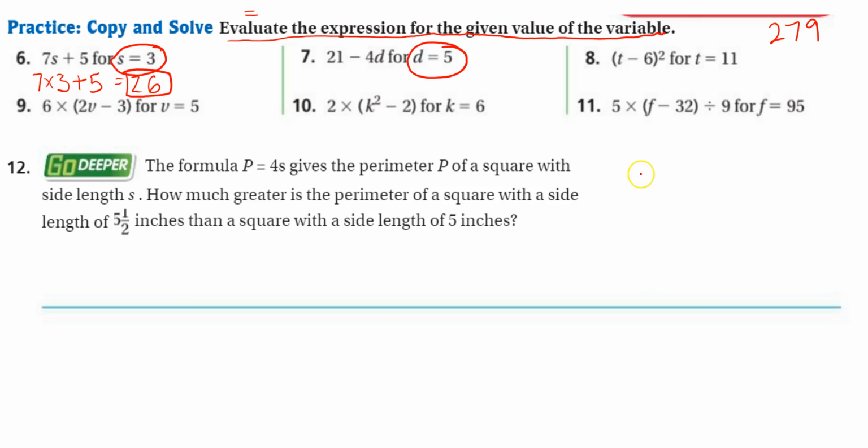Okay, number 7, they told us what D equals. And actually, I'm going to rewrite this one over here. So 21 minus 4, and then 4 with a D right next to it means multiply. And they told us what D is, so I'm going to multiply by 5. Order of operations says I have to multiply first. So 4 times 5 is 20. And then I do 21 minus that 20, and I get 1 for my final answer.